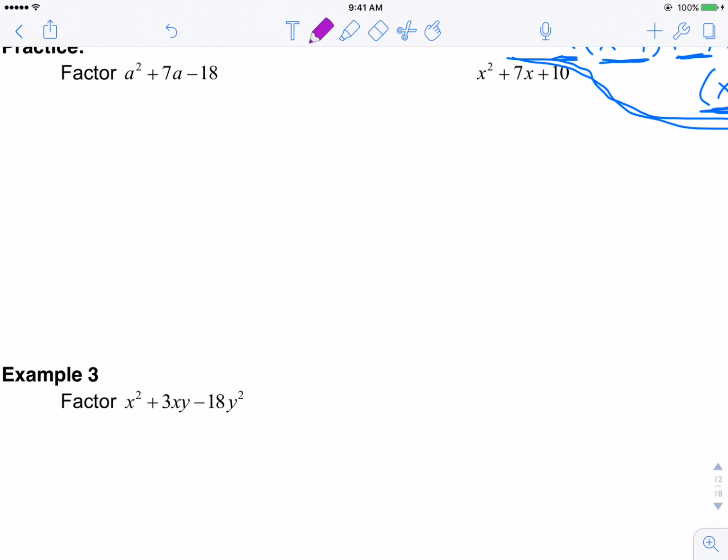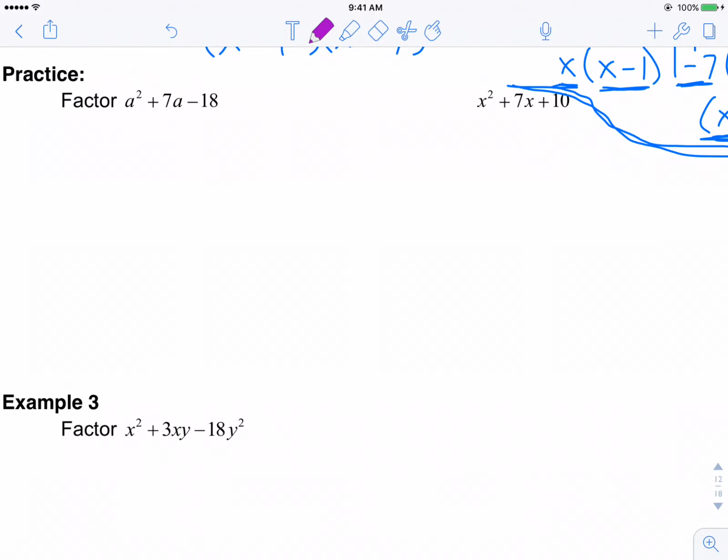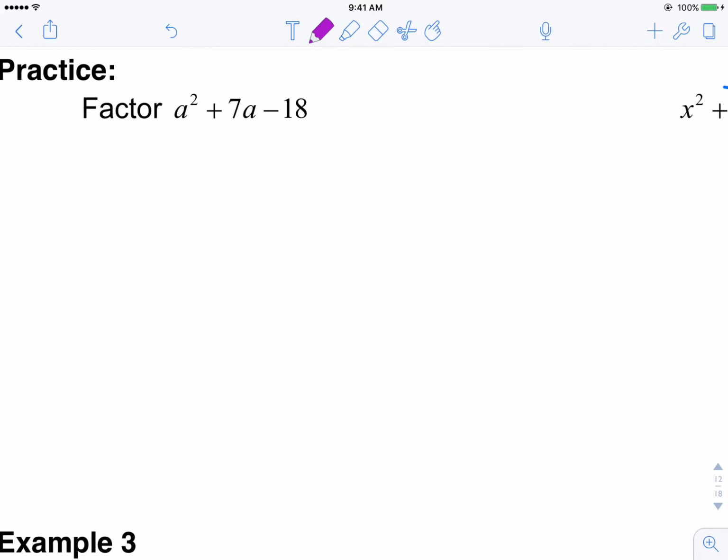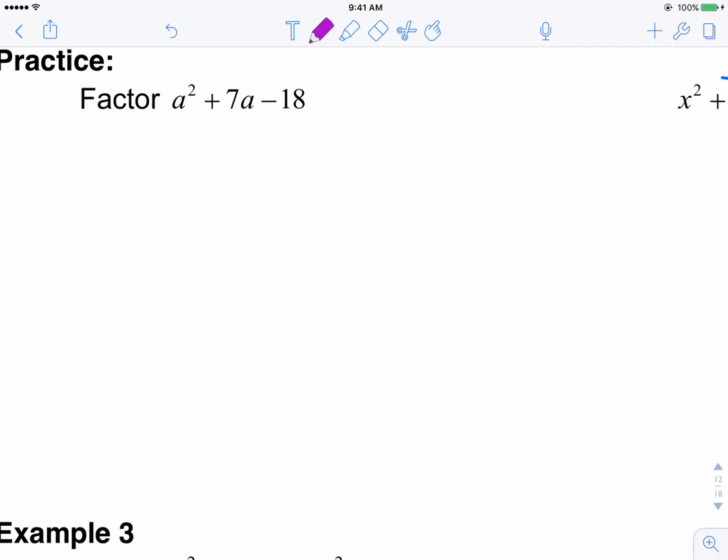So as promised, here's your answers to your practice questions. Factor a squared plus 7a minus 18. If you're using your common factor table, I'm trying to find the factors of 18. I know they are 1 and 18, 2 and 9, and 3 and 6. So I have all those combinations of numbers to test for the factors of 18 that are going to add to 7.